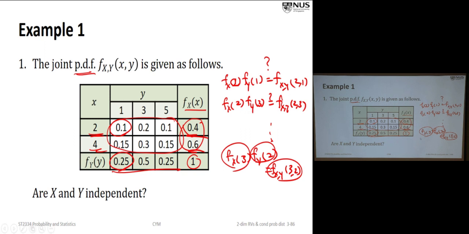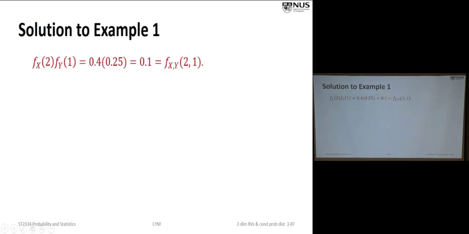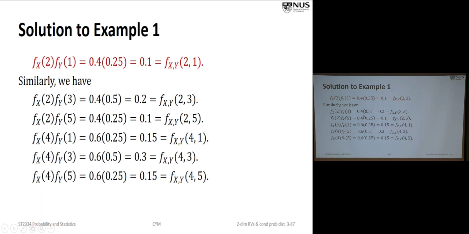So in this case, we check f of x2 times f of y1, and check the others, altogether 6 of them. All this equals this, and this equals this. So all these are equal. Therefore, I can conclude that x and y are independent. All right, so that's from the definition.